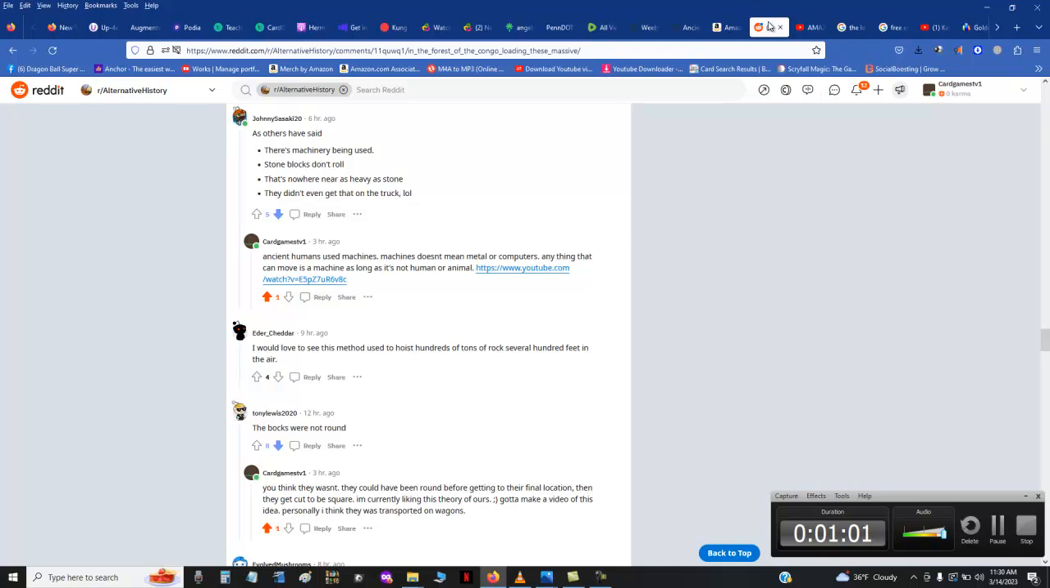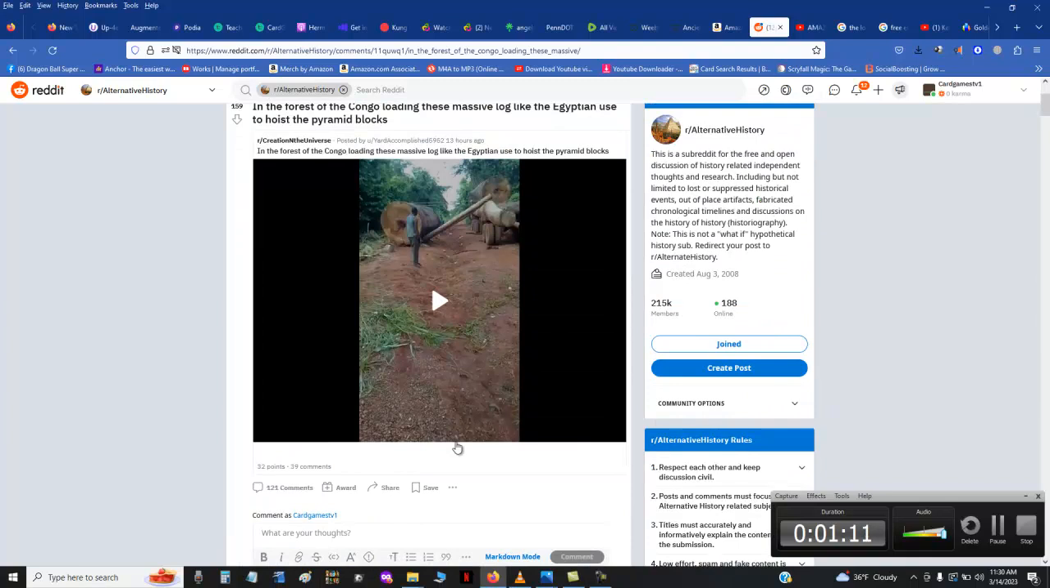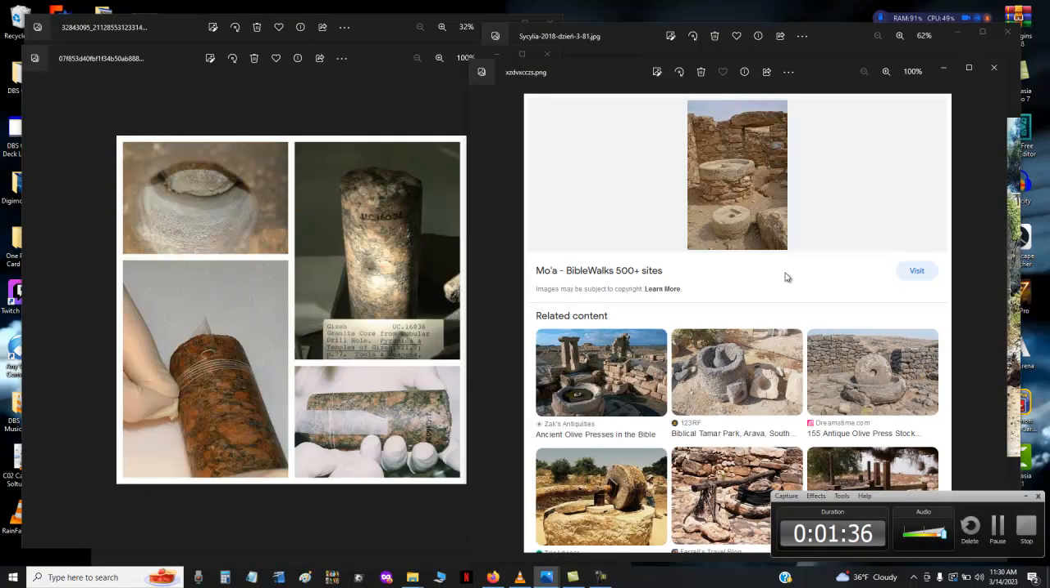Part of the argument was there was a video showing an example of moving things, moving these big tree logs and trying to put them on top of a big rig or a flatbed truck to transport, and how this could be a method used in Egypt, for example. So then people were pointing out that those logs are round, not square or flat. So they're not blocks, they're round.